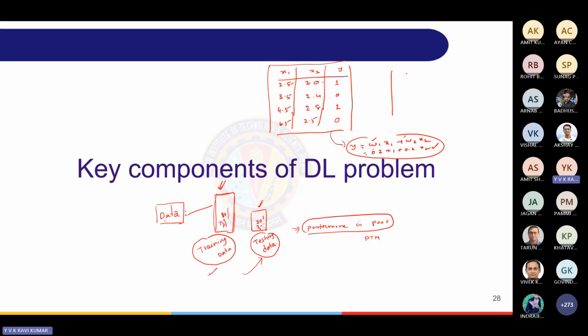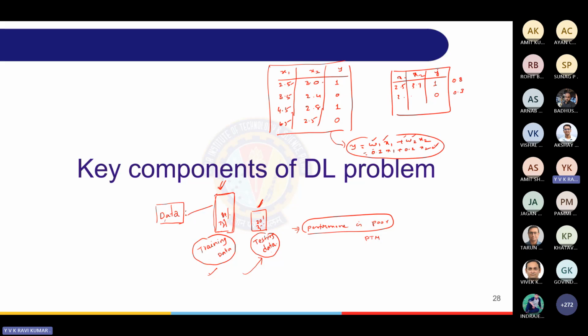Then we test it with testing data. Already we had some data kept aside, right? We'll see how we do it. Now we give the x1 value, x2 value, and see what it gives. Suppose it is 0.8, but originally the data is 1. Now this is 0, and this model gives suppose 0.3.